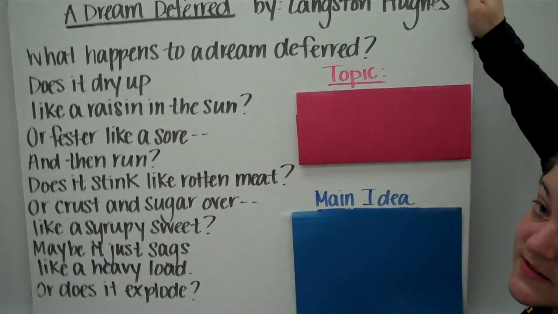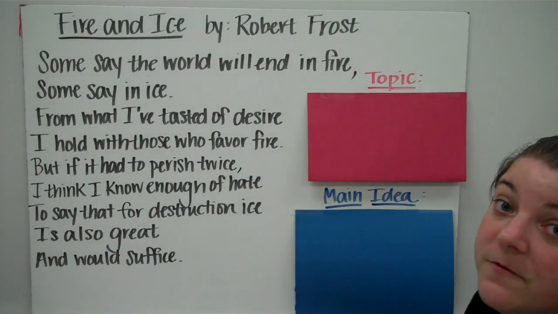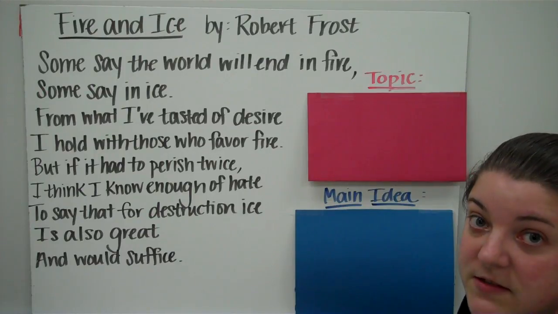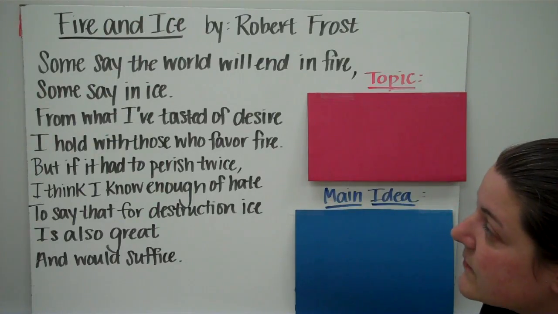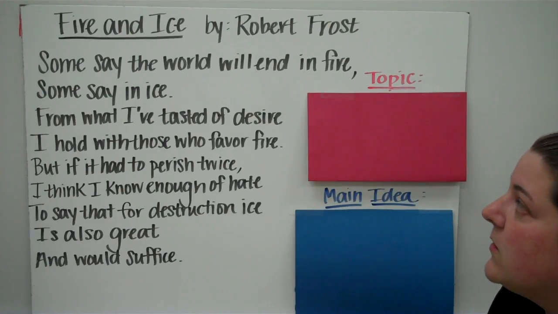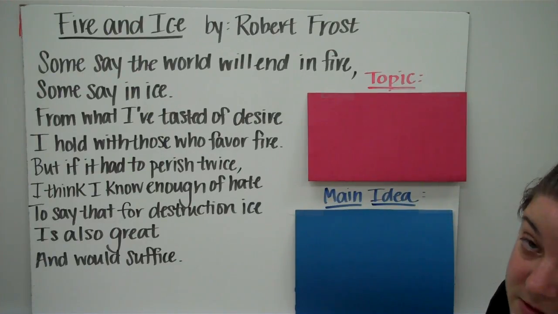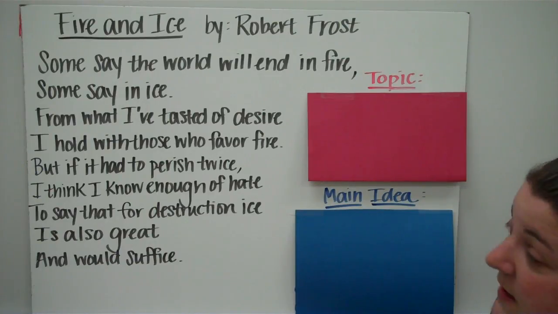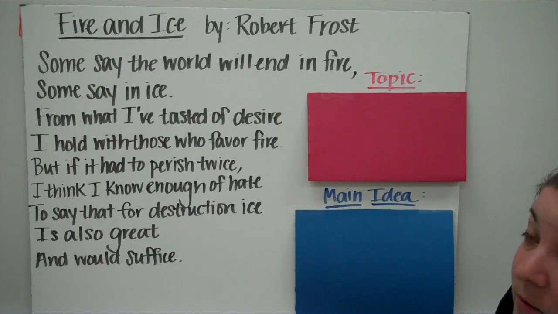One last time. This one's another poem. This one is called Fire and Ice, and it's by Robert Frost. So we're going to practice with this one. Fire and Ice by Robert Frost. Some say the world will end in fire. Some say in ice. From what I've tasted of desire, I hold with those who favor fire. But if it had to perish twice, I think I know enough of hate to say that for destruction, ice is also great and would suffice.